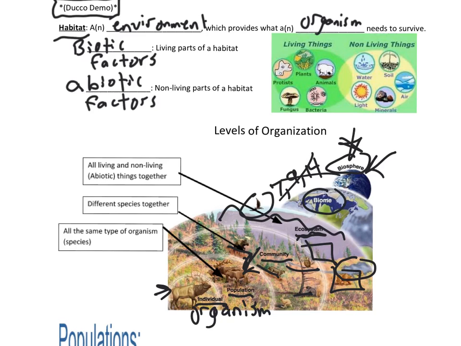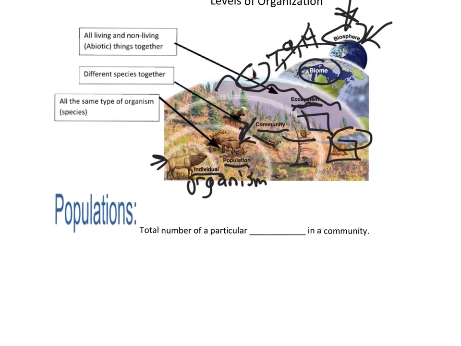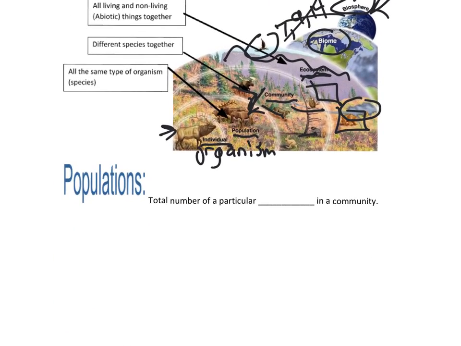When we're talking about different populations in particular, populations are the total number of a particular organism in a community.